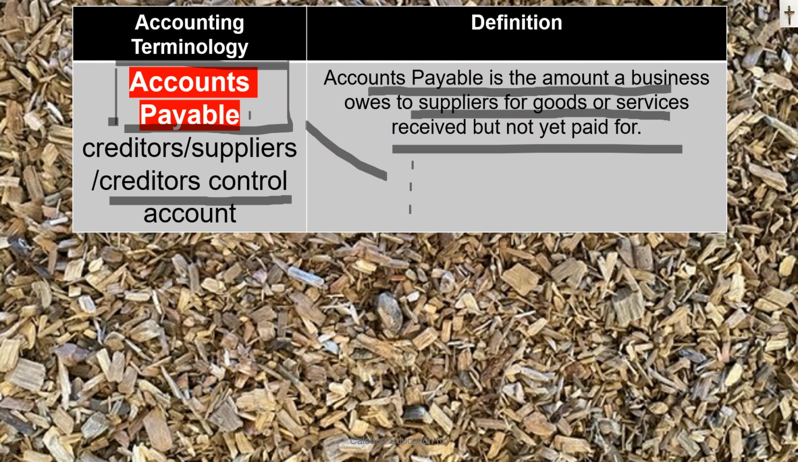So accounts payable are your suppliers from whom you've bought on credit, also known as creditors control. Creditors control and accounts payable is exactly the same thing, just different terminology you might find in different textbooks. Accounts payable is a summary of all your individual suppliers, creditors.